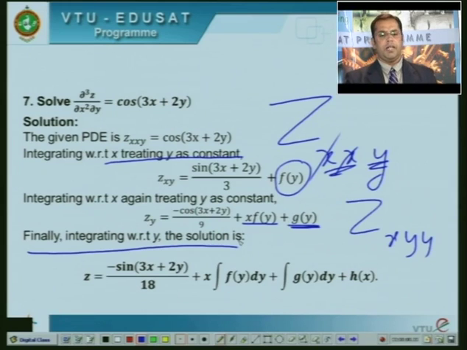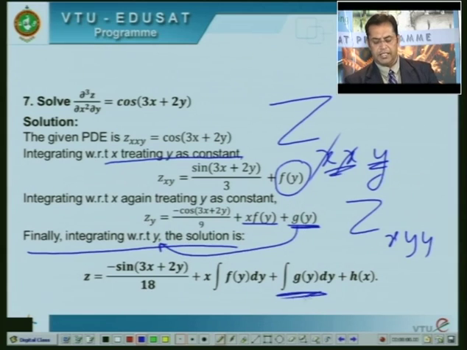Finally, integrate with respect to y to give you z equal to, when you integrate with respect to y, notice that the coefficient of y is 2. So, minus cos of 3x plus 2y is transformed to minus sin of 3x plus 2y by 2. Already you have 9 in the denominator, so that gives you 18, 9 into 2 is 18, plus x into the integral of f of y dy, x is a constant with respect to y. Plus you cannot ignore g of y because that is a function of y and you are integrating with respect to y. So, that gives you the integral of g of y, finally ending with a constant of integration h of x.